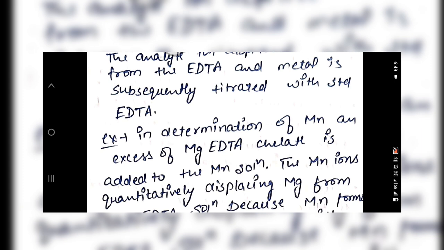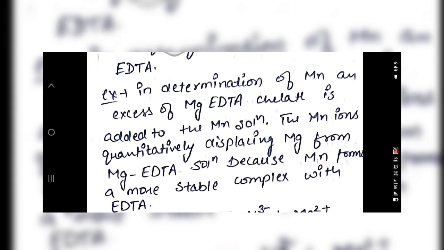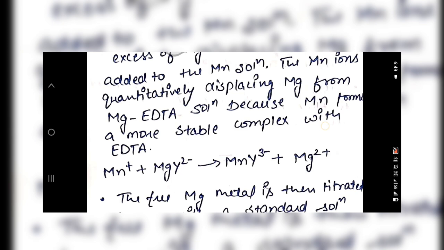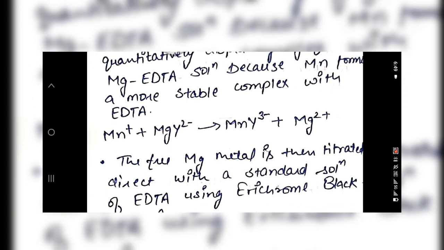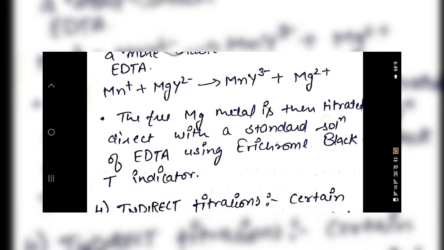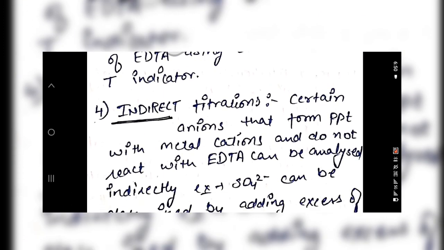For example, in the determination of manganese, an excess of magnesium EDTA chelate is added to the manganese solution. The manganese ions quantitatively displace magnesium from the magnesium EDTA solution because manganese forms a more stable complex with EDTA. Mn2+ plus MgY2- gives rise to MnY2- plus Mg2+. The free magnesium metal is then titrated directly with the standard solution of EDTA using Eriochrome Black T indicator.